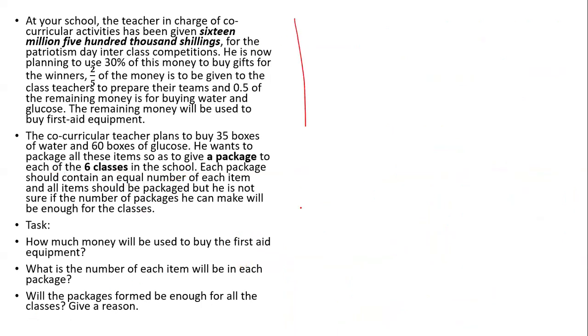So I'm going to come here and say, boxes of water, we have here 35. Then boxes of glucose, here we have 60. And always do not forget that we must always deal with the same units. In case there are boxes, we deal with boxes. Kilograms should be kilograms. Grams should be grams. So you cannot mix kilograms and grams. You always deal with the same units.